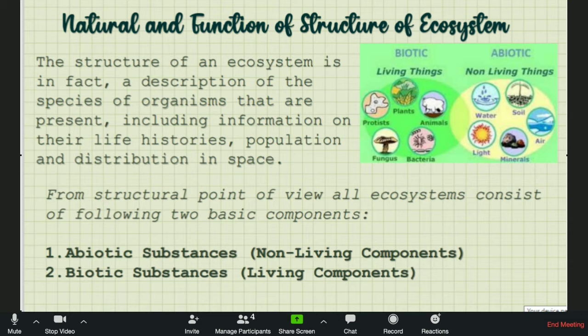It also gives descriptive information about non-living features of the ecosystem, which provides us with information about the range of climatic conditions that prevail in that area. So, from a structural point of view, all ecosystems consist of the following two basic components. The first one is the abiotic substances or the non-living components. The second one is the biotic substances or the living components.